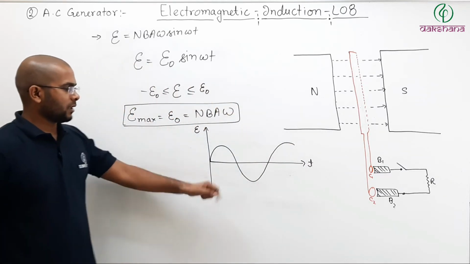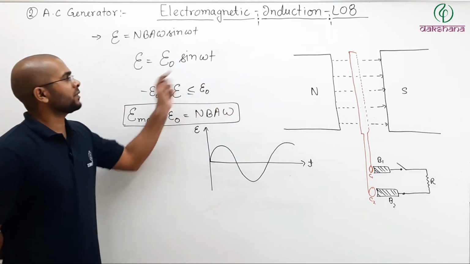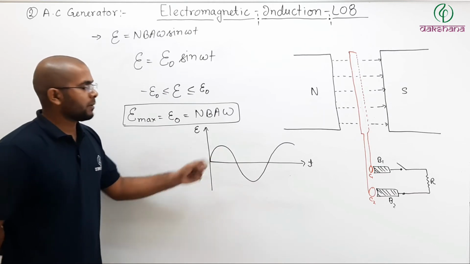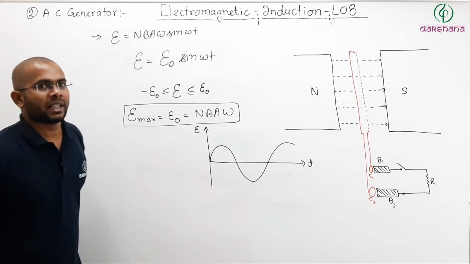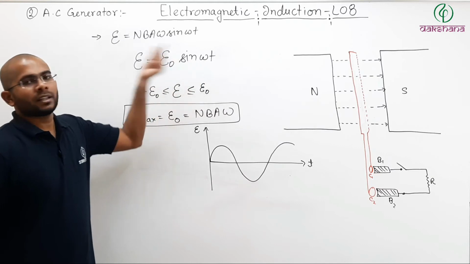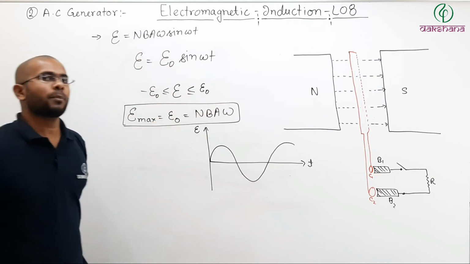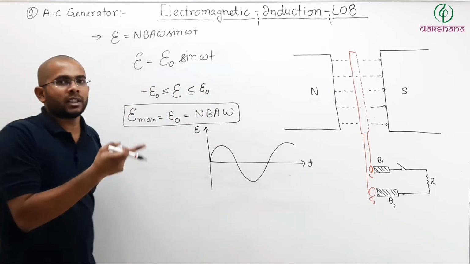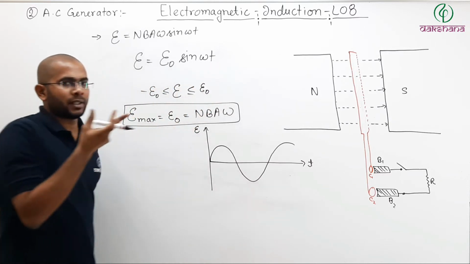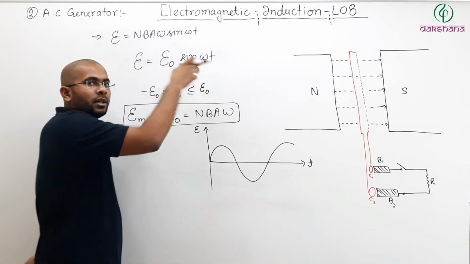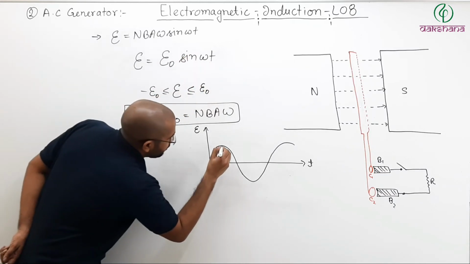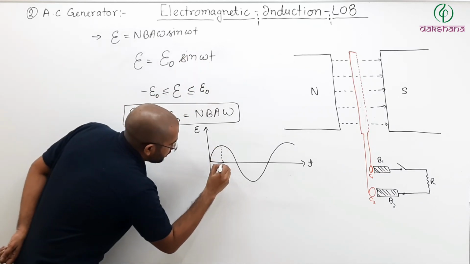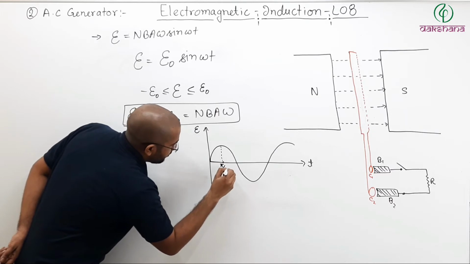Now what are these values? At t equal to 0, EMF is 0. When will it be maximum? It will be maximum when omega t is how much? 90 degrees or pi by 2 radian. So if sine omega t is 1, meaning omega t is pi by 2, meaning t is pi by 2 omega. So this value is pi by 2 omega.